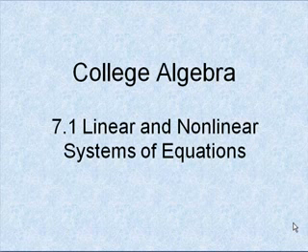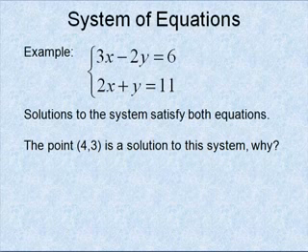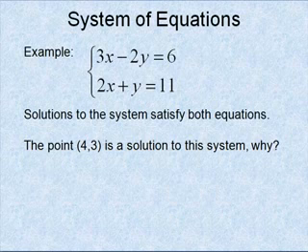So what exactly does a system of equations look like? Here you can see we have two equations, each with two unknowns. Solutions to these systems must satisfy both equations. The point (4, 3) is a solution to the system that I gave as an example. Let's look at why that's a solution to that system.